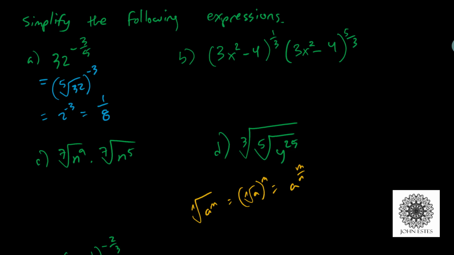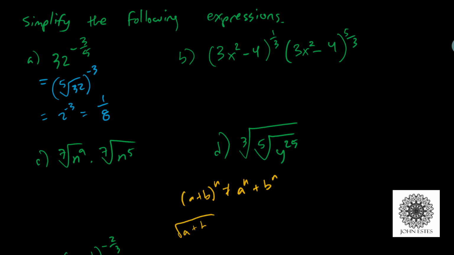Okay, now in part B, I want to do something similar. And it's very tempting to try to distribute that 1/3 power over everything. This is a great time to point out a very important principle that a lot of people get wrong. a plus b to the n power is not a to the n plus b to the n. They are not the same. So the square root of a plus b is not the same as the square root of a plus the square root of b. And that's something that people try to do very often.